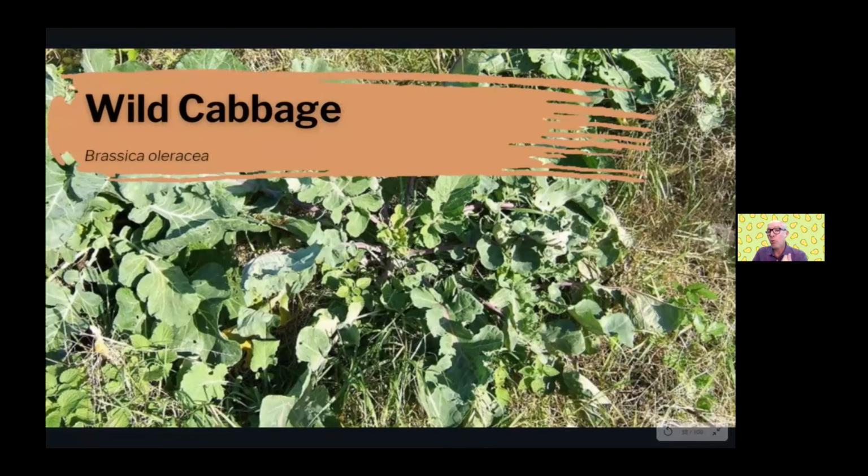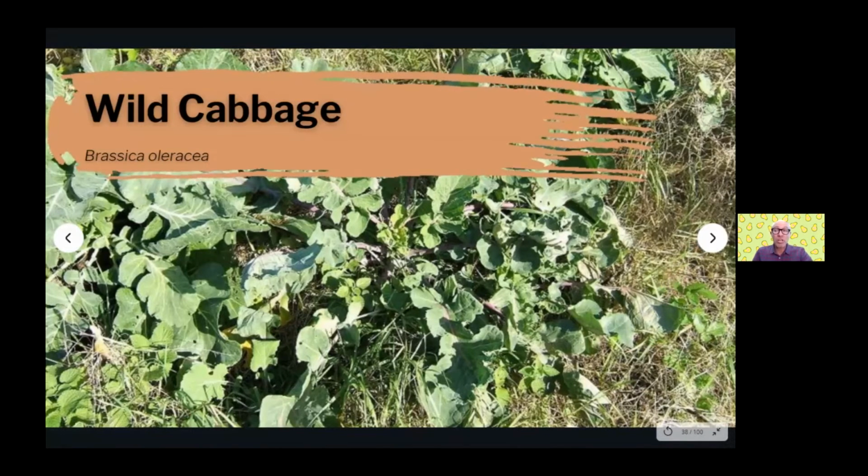It's called wild cabbage, and I want you to learn this name, Brassica oleracea. You might have heard of the brassicas, maybe. Oleracea means it's a crop. So here's a wild flower that has been brought into cultivation and has been manipulated and poked and prodded so many times into so many different forms.